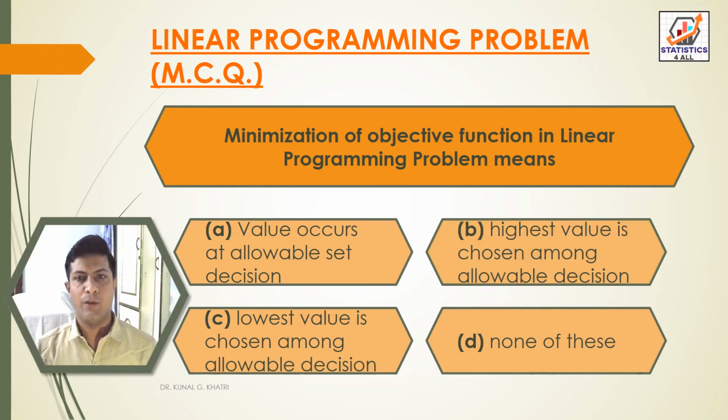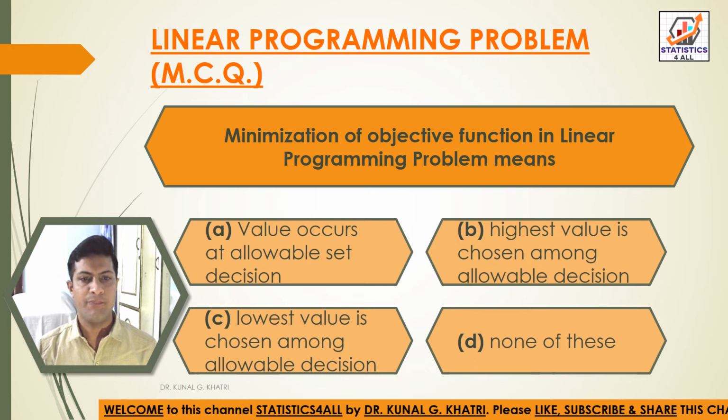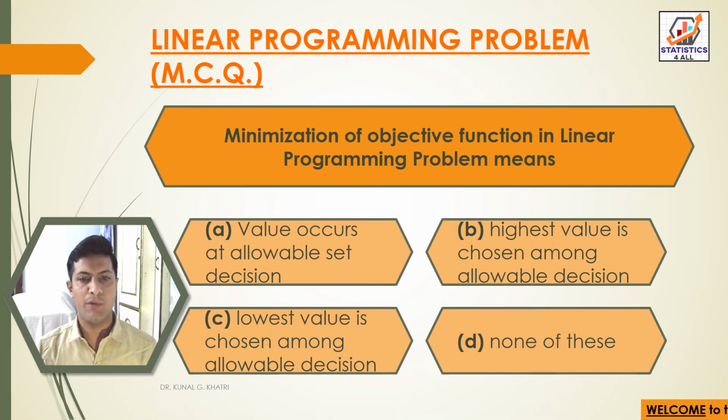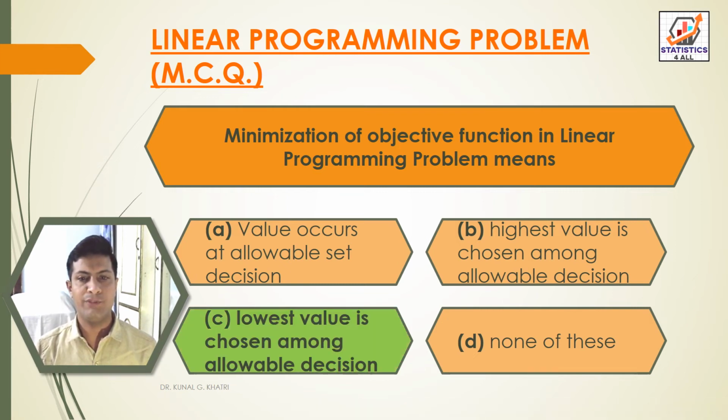Next question. Minimization of an objective function in linear programming problem means option A, value occurs at allowable set decision, option B, highest value is chosen among allowable decision, option C, lowest value is chosen among allowable decision, option D, none of these. So here we have answer option C, lowest value is chosen among allowable decisions. Minimization of objective function in linear programming problem means lowest value is chosen among allowable decision.